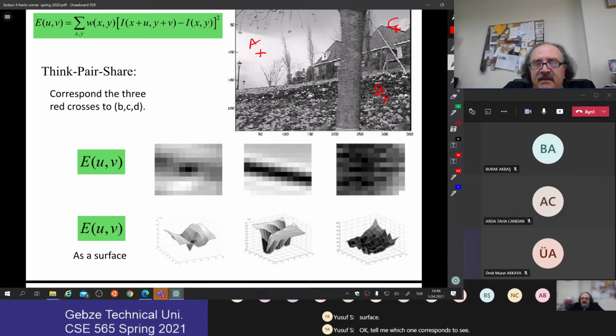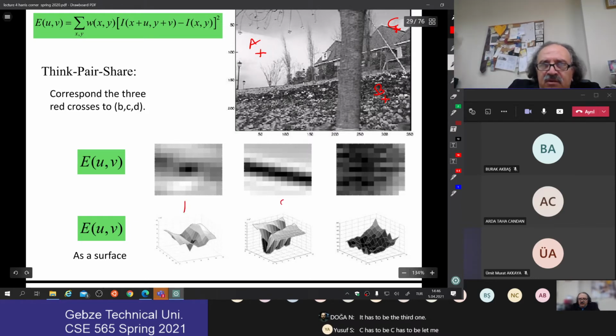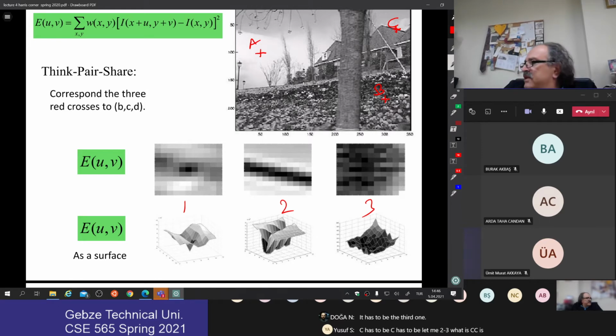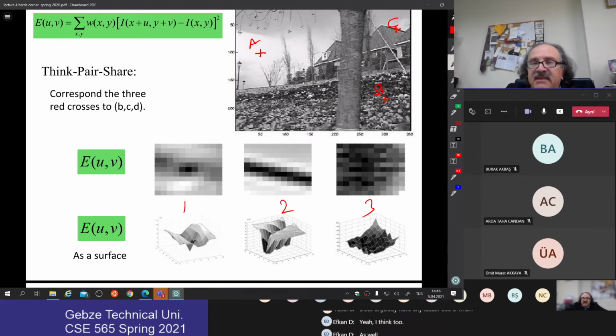It has to be the third one. C has to be, sorry, 1, 2, no, 3. What is C? C is 1 or 2 or 3? I think 2. Does anybody have any ideas? C is what? I think 2 as well. Okay, yeah, C looks like 2.